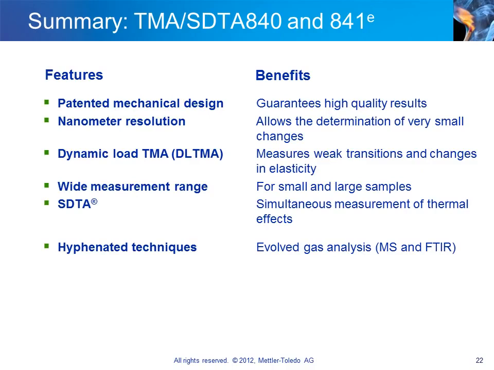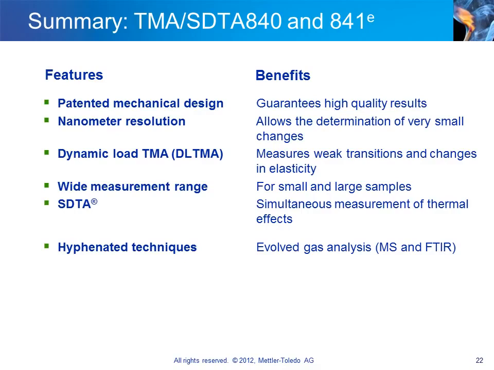A key feature and advantage of the Mettler Toledo TMA instruments is the parallel guided measuring sensor. Thanks to this patented mechanical design, the measuring probe moves up and down without friction, ensuring that the results are of high quality. The nanometer resolution enables the instruments to detect very small dimensional changes. The wide measurement range of plus or minus 5 millimeters allows both small and large changes to be measured.